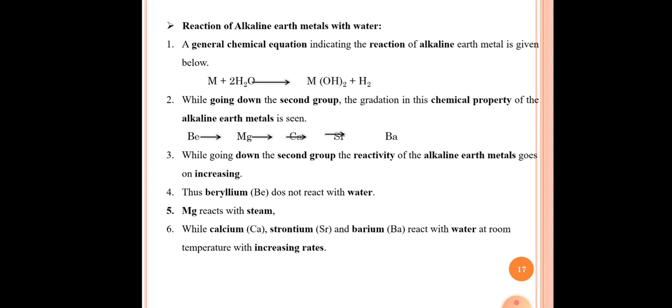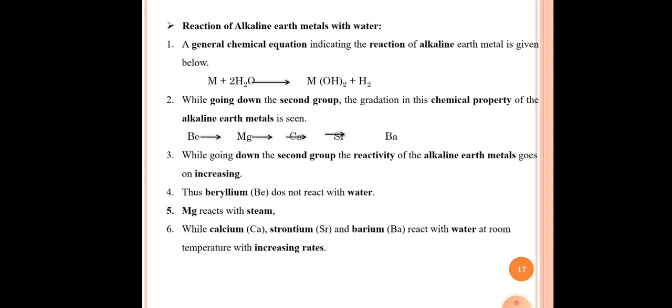The third point here is, while going down the second group, the reactivity of alkaline earth metals goes on increasing. So in the alkaline earth metals, while going from top to bottom, the chemical reactivity goes on increasing. The fourth point here is, thus beryllium does not react with water. From this we can say that beryllium does not react with water because it has less chemical reactivity. And the fifth point here is, magnesium reacts with steam. Steam is water vapor.